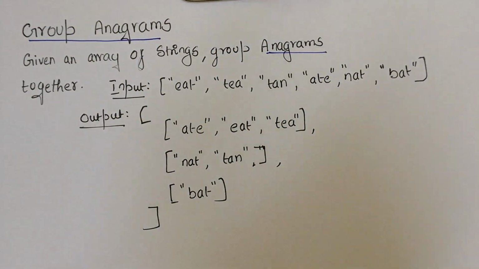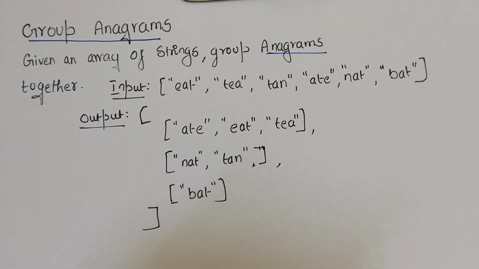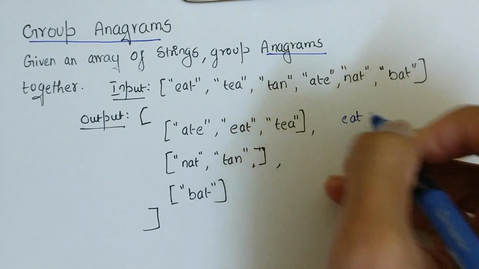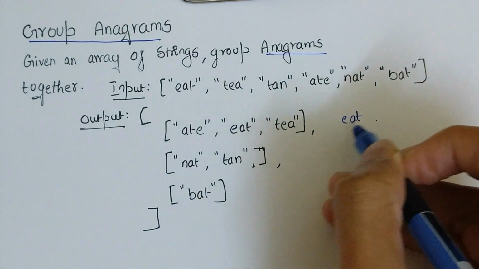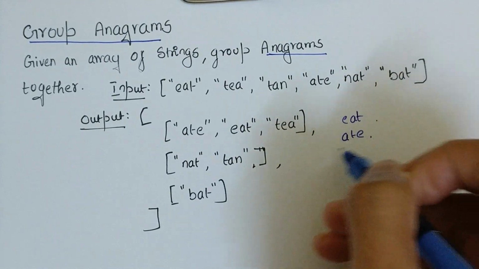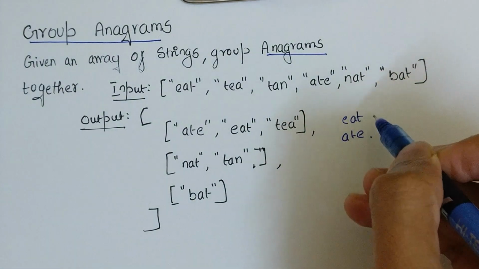Given a string, an anagram means it is the same string with a different rearrangement of the characters, or it's just a permutation. Say if I have this, eat, then if I make any string with all these characters in a different order, say A, T, E, then these two are anagrams.